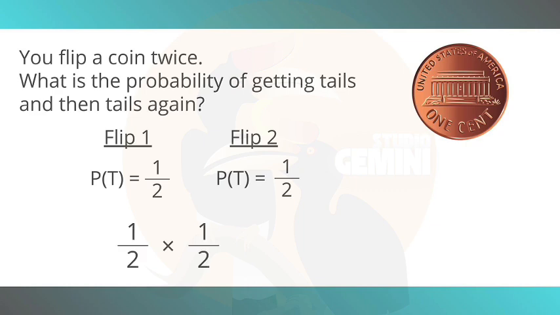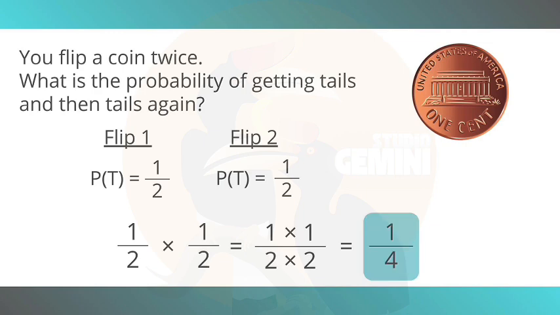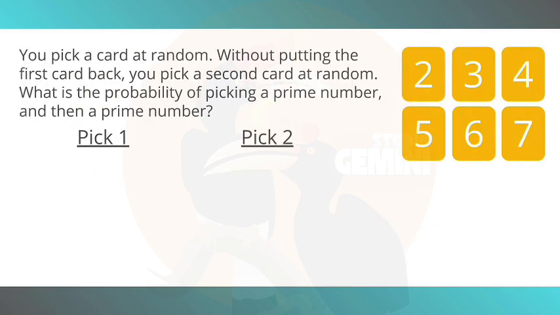Now we'll multiply 1 over 2 and 1 over 2 by multiplying the numerators and denominators. 1 times 1 is 1, and 2 times 2 is 4. The probability of flipping tails and then tails again is 1 over 4. Let's try another one. You pick a card at random. Without putting the first card back, you pick a second card at random. What is the probability of picking a prime number and then a prime number?